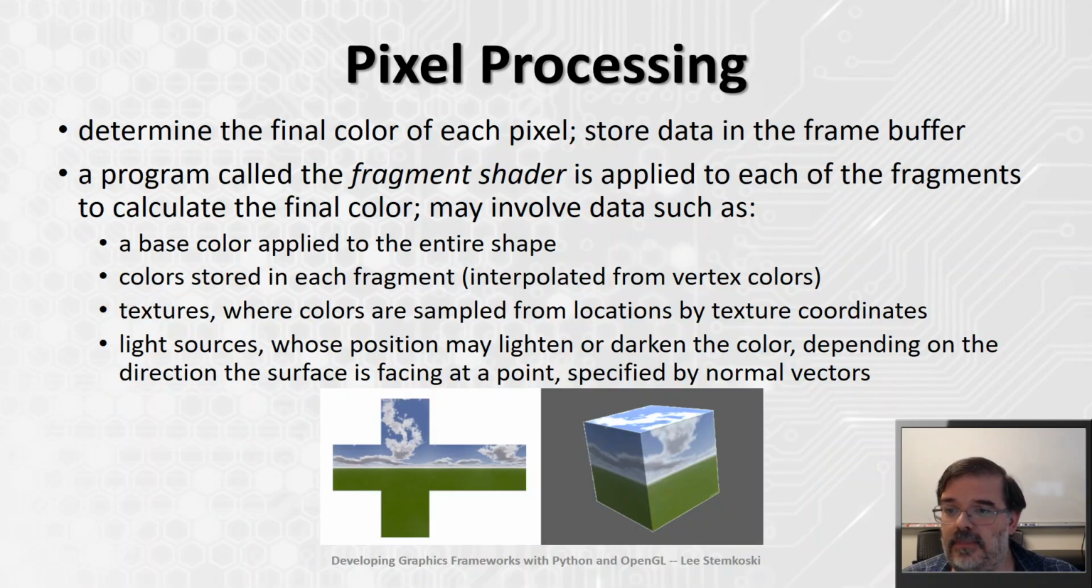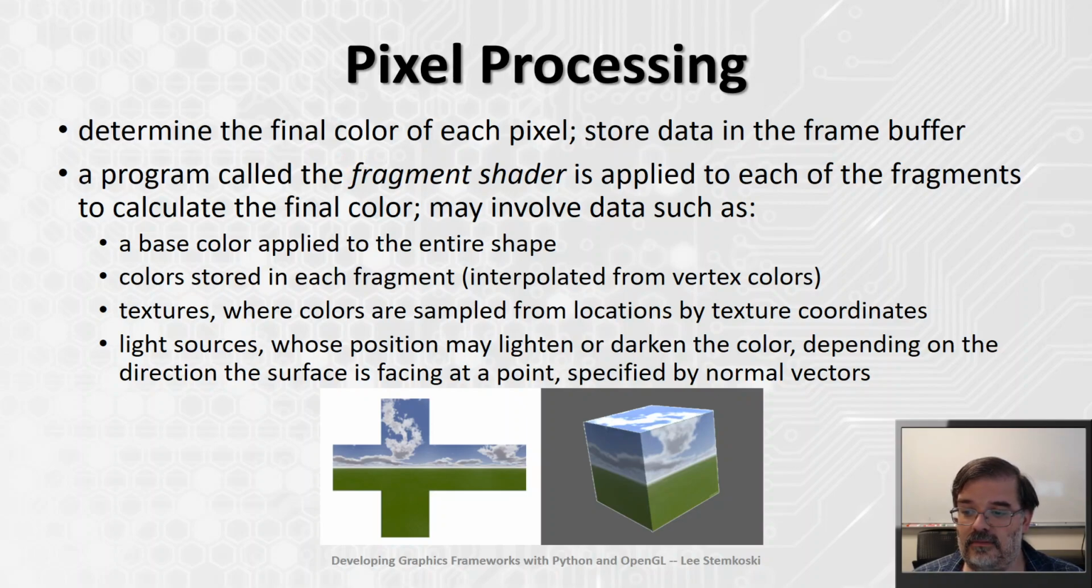Now, during the pixel processing stage, which appears after the rasterization stage, the primary goal is to determine the final color of each pixel. And then this data will be stored within the color buffer, which sits within the frame buffer. During the first part of the pixel processing stage, a program called the fragment shader will be applied to each of the fragments to calculate their final color.